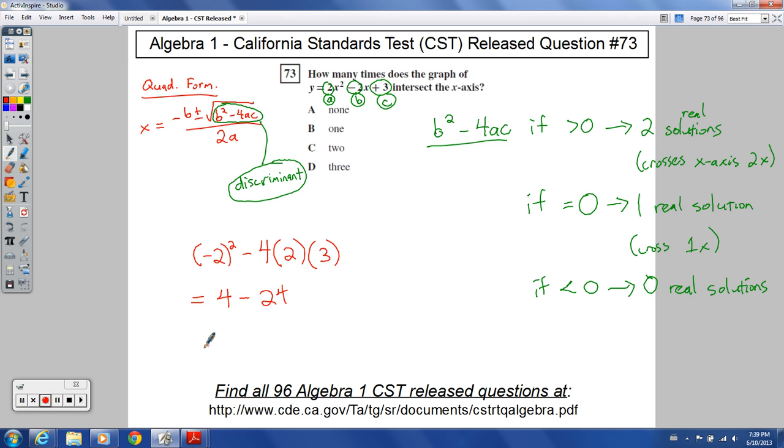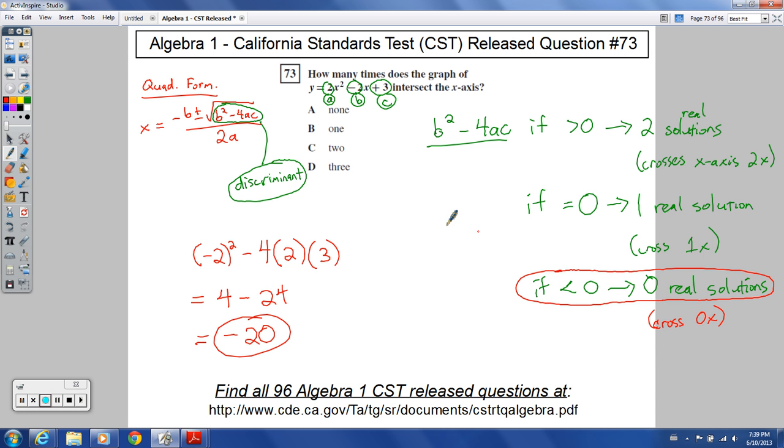So it looks like what happens here, we get a negative for the discriminant value. Since it's a negative, that applies right here. You have something that's less than 0. That means you have 0 real solutions. So how many times is it going to cross the x-axis? That means it crosses 0 times. I should have written that, right? I could have written that under here. So it crosses 0 times. And so none, in other words, is the answer for number 73. Choice A.